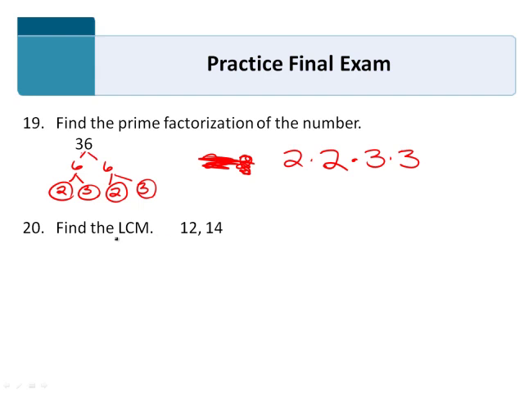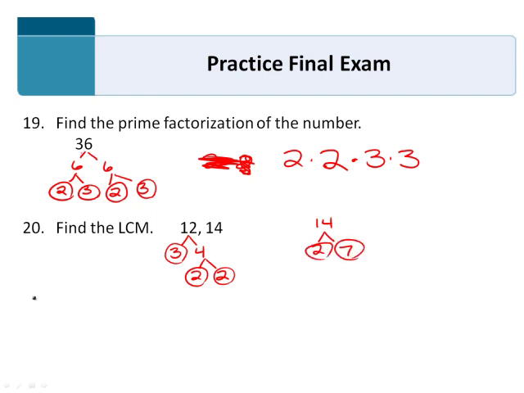Now, number 20. Find the least common multiple, the LCM of 12 and 14. So we need to start by prime factoring 12 and 14. So I'm going to do 12 right here. I'm going to use 3 and 4. 3 is prime. 4 would be 2 and 2. Circle those. Those are prime. And then 14, when we break that down, that's 2 times 7, and those are both prime.